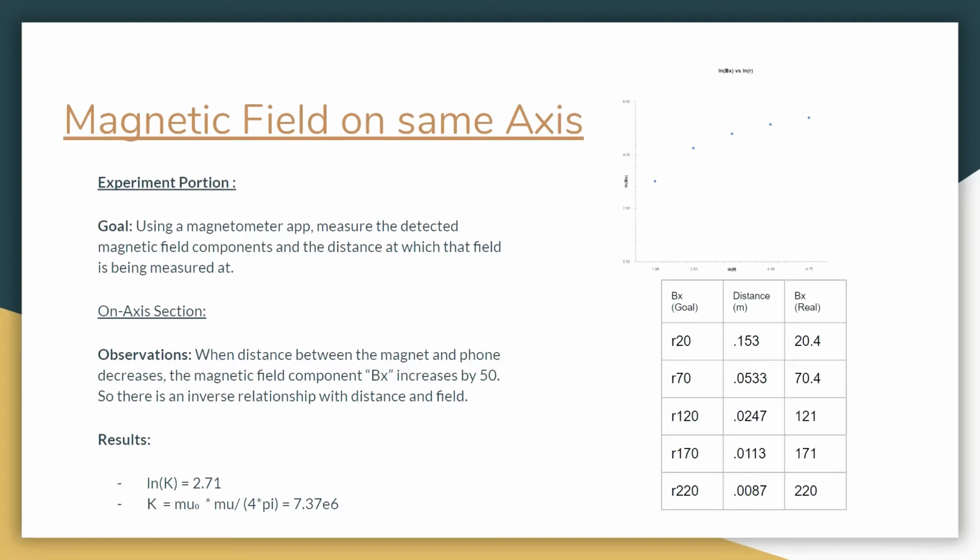But with the results that I do get, by using the line of best fit, I get an ln of k of around 2.71. And by using that k value, I do manage to get a mu value of 7.37e6.